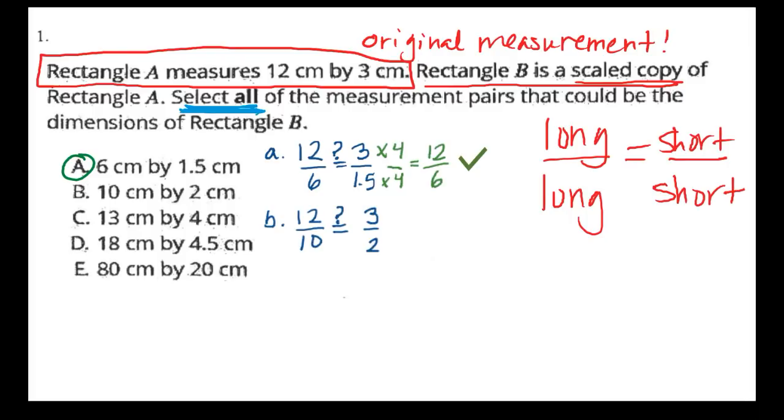Okay, let's look at B. Long side of rectangle A is 12, long side of option B is 10. The short side of my original rectangle is 3. The short side of option B is 2. Okay, so just in case, I want you to see where these numbers are coming from. So that's my original, my long side. The long side of option B is right there. I know it's the long side because 10 is bigger than 2.